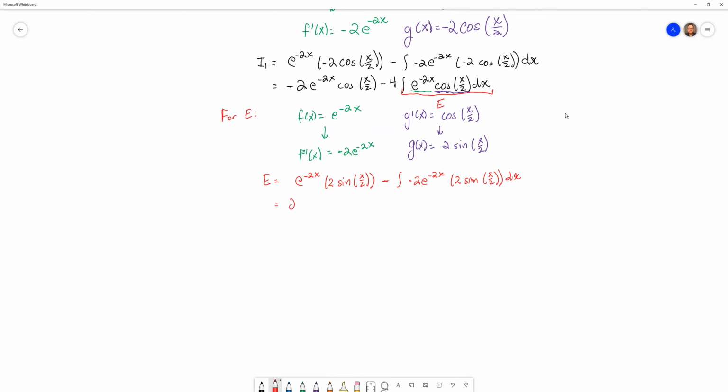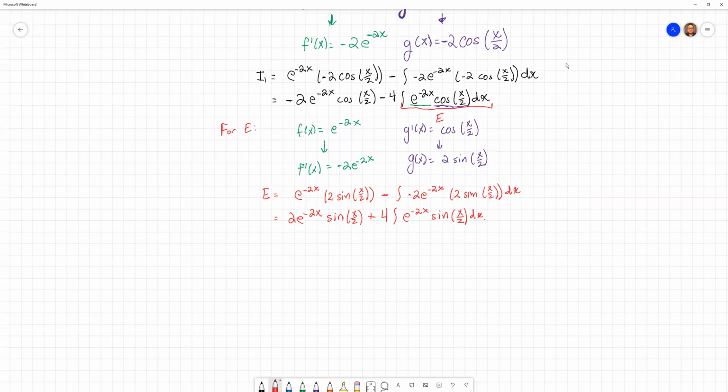So I have 2 e to the minus 2x times sine x by 2. We have 2 negatives this time, so that becomes positive. And we have 2 2's, so that's 4. And then the integral of e to the minus 2x times sine of x by 2 dx. Okay, I then look at e to the minus 2x sine x by 2, and I still don't know how to solve that, so what are we doing?